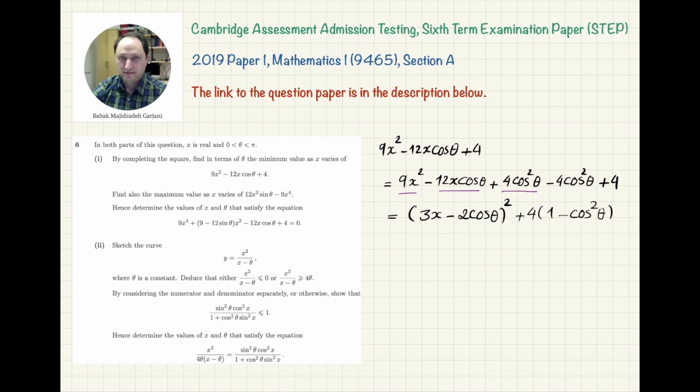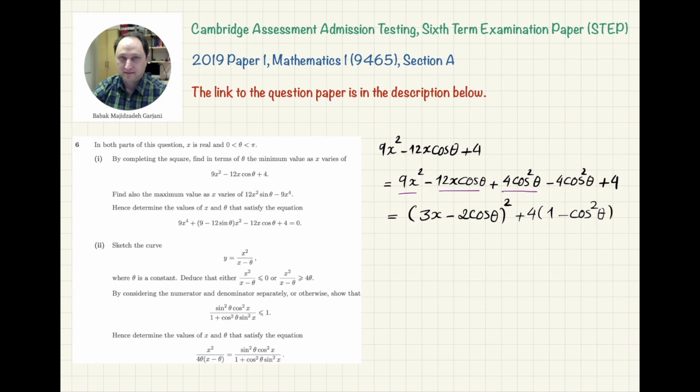Let me double check what we have done is completely correct. So if I expand this binomial, you will see that 3x to power 2 will give me 9x squared, and then I have 2 times the first one times the second one, which will give me this term. And then finally this term to power 2 will give me this one. So what I have done is completely right.